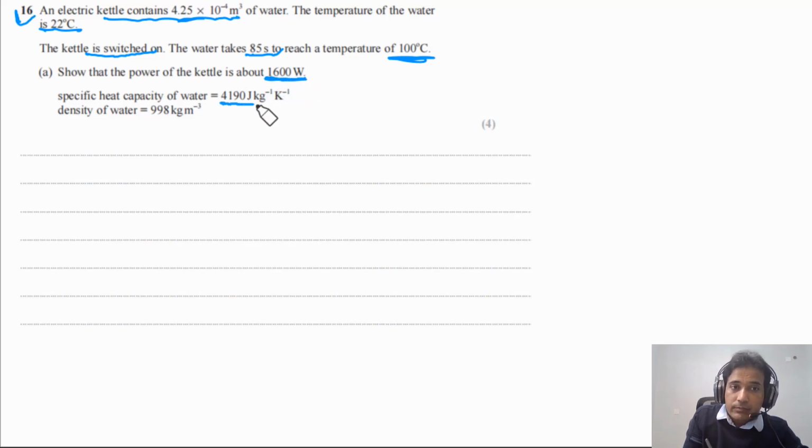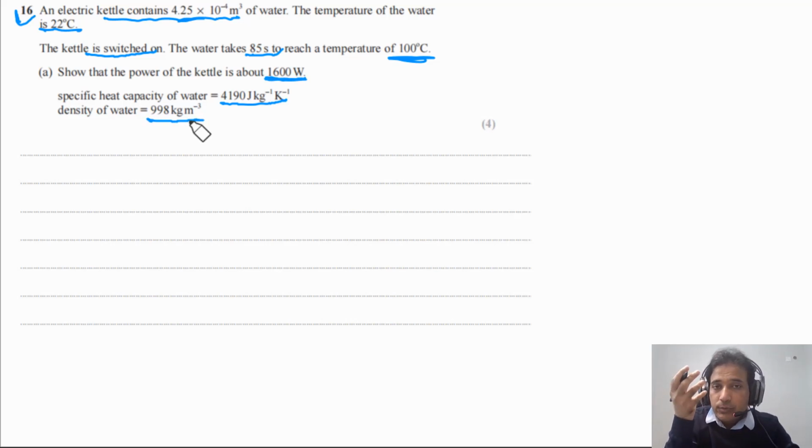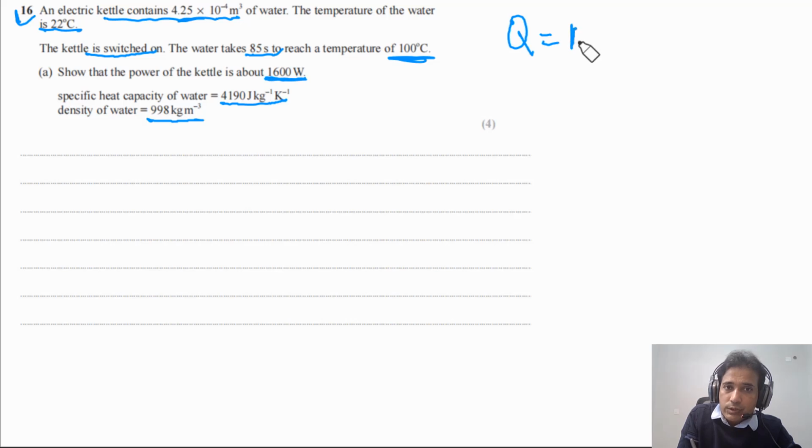The specific heat capacity of the water is given to us, and the density of water is also given to us. So how can we approach this problem? After reading this question, you need to understand that this question is about specific heat capacity. So we will start with specific heat capacity. Simply, we will say Q is equal to mc delta T. So this is the thermal energy supplied.